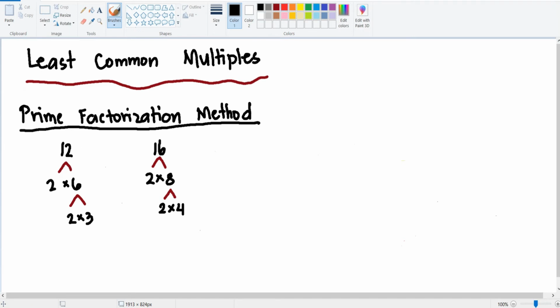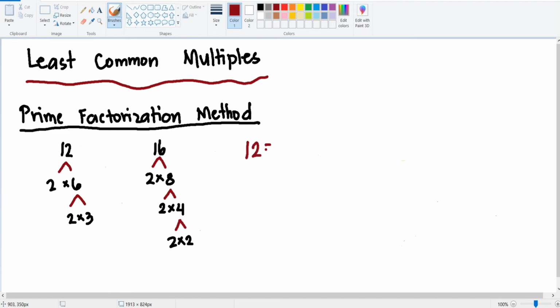2 is already a prime number and 4 is still a composite number. So let's find the factors of 4. We have 2 times 2. Now we are done with 16. So what we are going to do next is list down their prime factors.